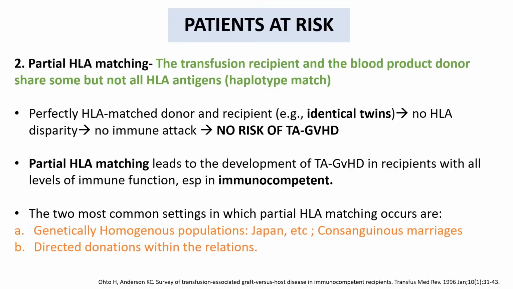The two most important settings in which this matching occurs are genetically homogeneous populations, for example in island countries like Japan, which used to have a higher rate of TA-GVHD, and those communities in which consanguineous marriages are occurring. Also, directed donations within relatives have a higher chance of having a partial HLA matching.